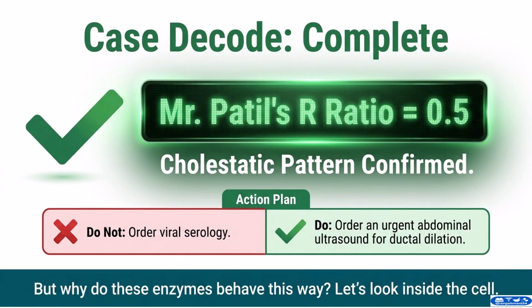This is why the R ratio is so valuable. It does not just classify the liver injury, it guides the next investigation and helps avoid unnecessary tests while speeding up the correct diagnosis. Remember this clinical pearl: high bilirubin alone does not tell you the cause. The R ratio tells you the pattern, and the pattern determines the next step.